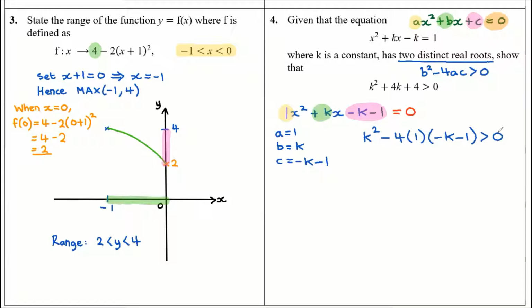Okay. Let's tidy this up now. So we have k squared minus 4, and then I'm just going to put the minus k minus 1 in. The a is 1, doesn't really do anything. Okay, now we have to multiply out the bracket. So therefore, k squared plus 4k, and then negative times negative is, of course, positive, plus 4 is greater than 0, as required. Okay, so that concludes the warm-up.